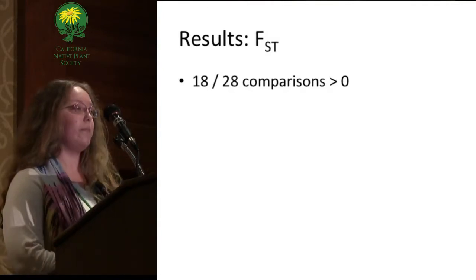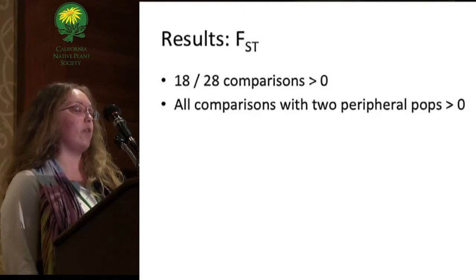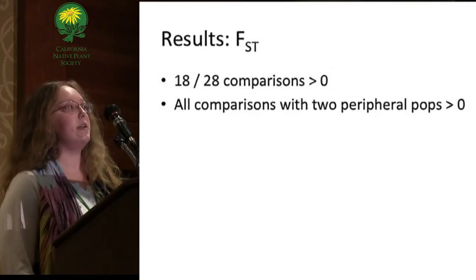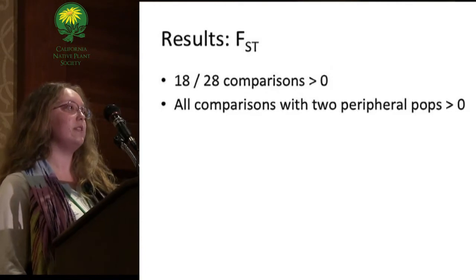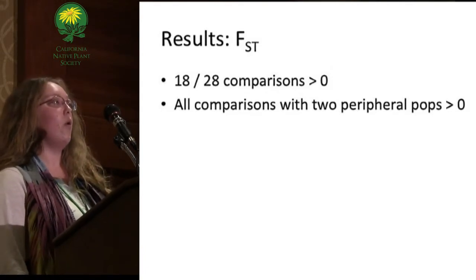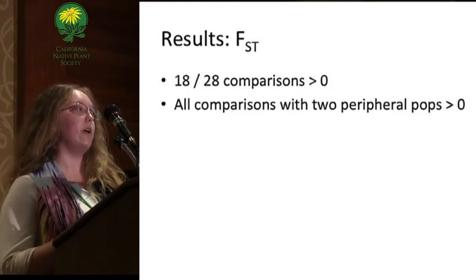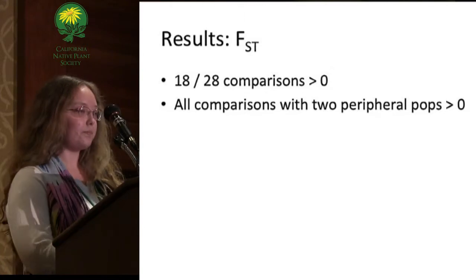It also somewhat supports the hypothesis that there's partial isolation, since we're seeing a definite pattern that some populations are different from one another. We also found that all of the comparisons with two of those peripheral populations, the SHGW population and the Highway 17 population that I pointed out to you at the beginning of the structure analysis, were significant. So FST is finding comparable results, that those populations are differentiated.